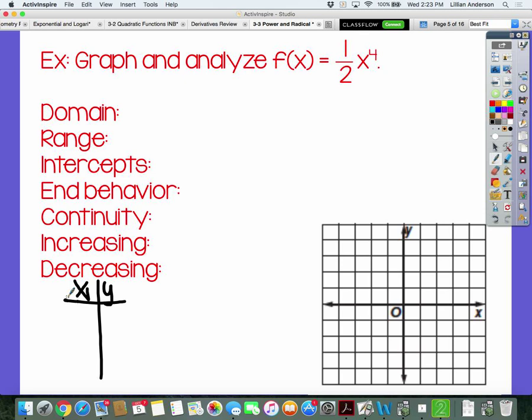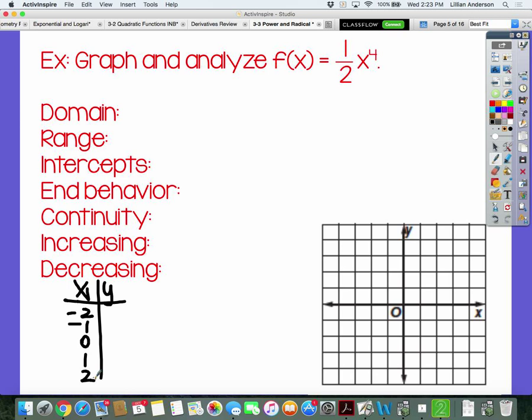What number can we pick? What number would be a good idea to pick? -2? Yes. -2, -1, 0, 1, and 2. We pick those x values and we plug them in to find our y values, okay?